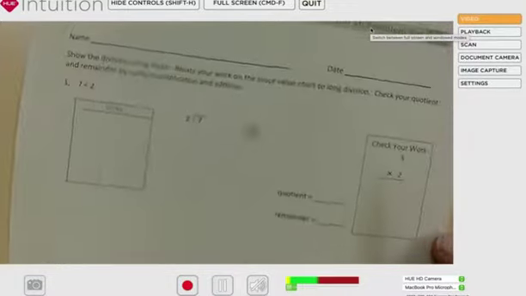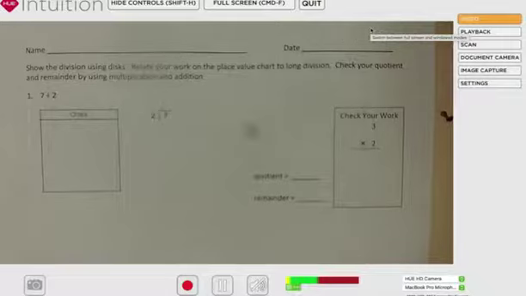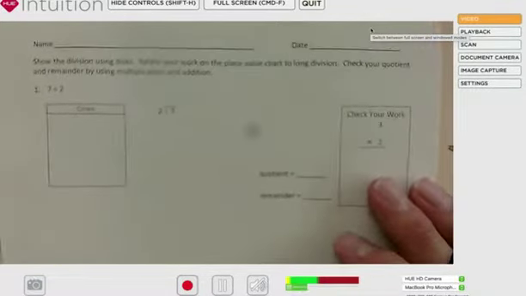So I'm assuming you've already put your name on the top as well. If you did not do that, please, again, I say this a million times, pause the video as many times as you need to do what you need to do and to keep up.